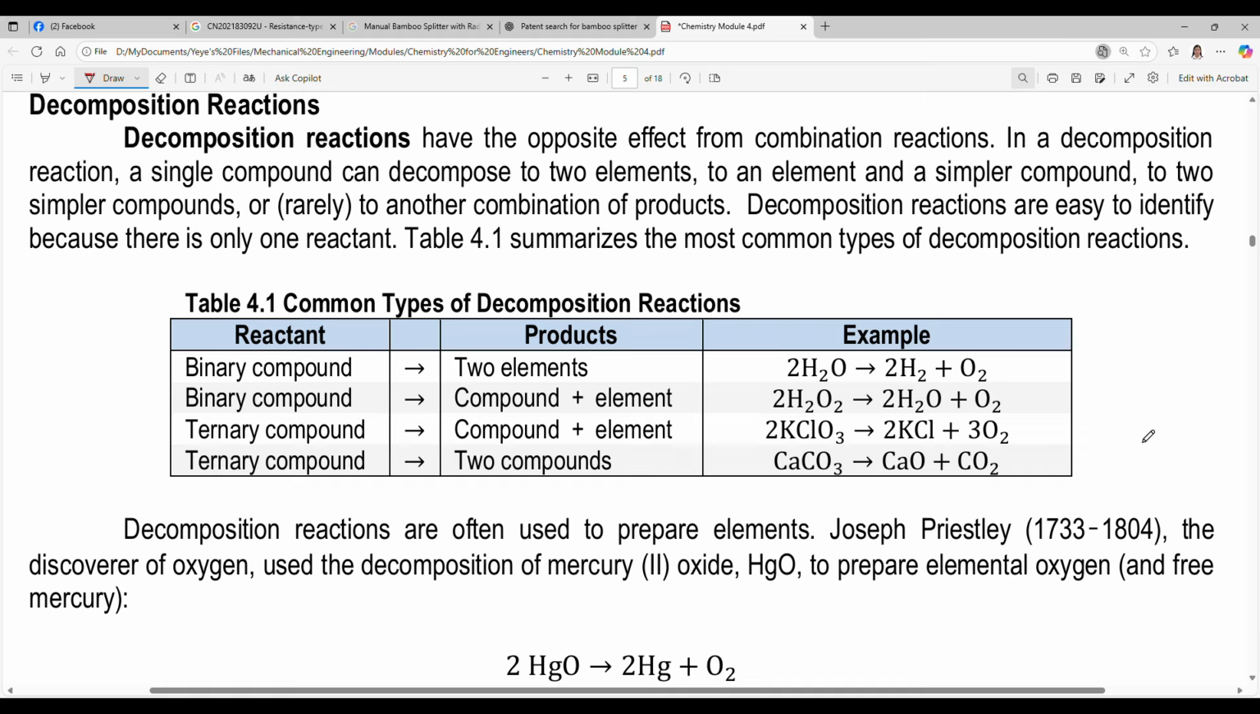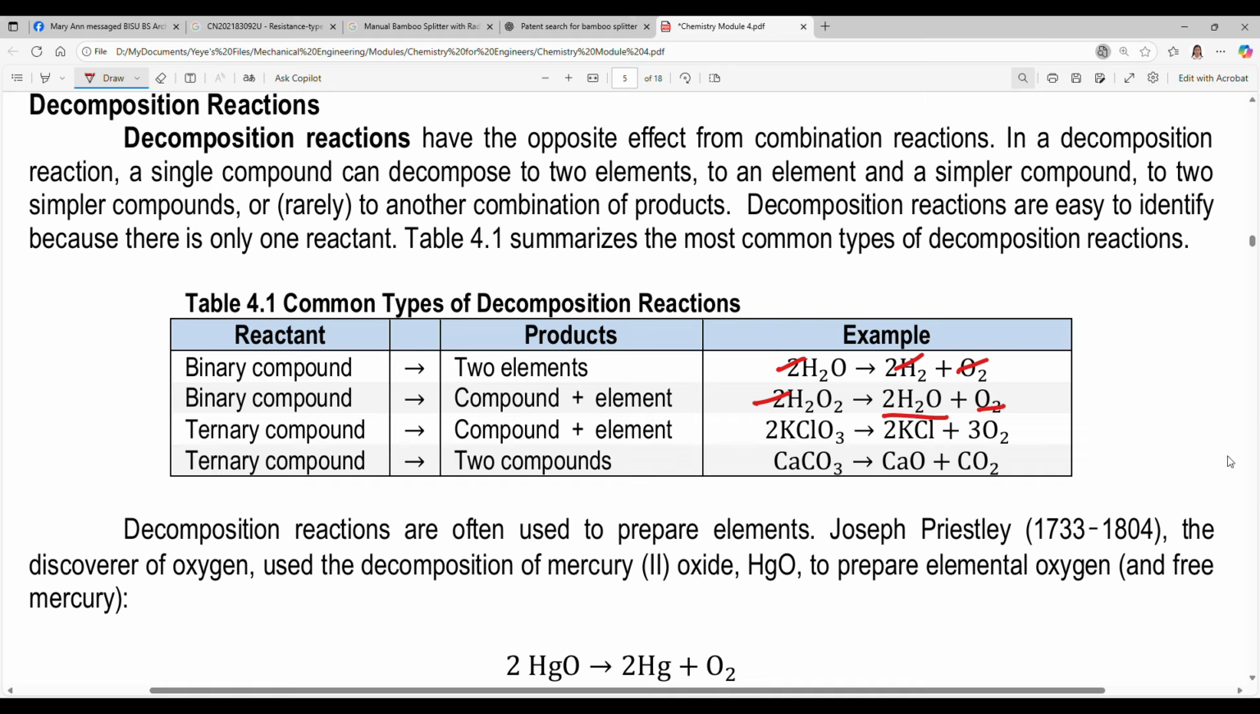We have here table 4.1, which summarizes the most common types of decomposition reactions. If you have a binary compound, meaning a compound consisting of 2 elements only, the products will be 2 elements. For example, 2 moles of water will decompose to give us 2 moles of hydrogen and 1 mole of oxygen. A binary compound can also decompose into a compound and an element. For example, this one will decompose into water and oxygen.